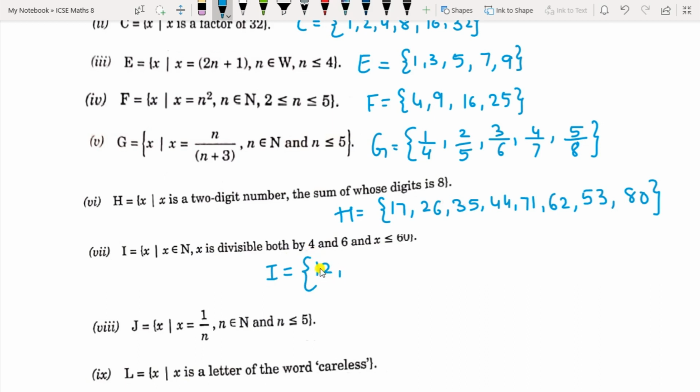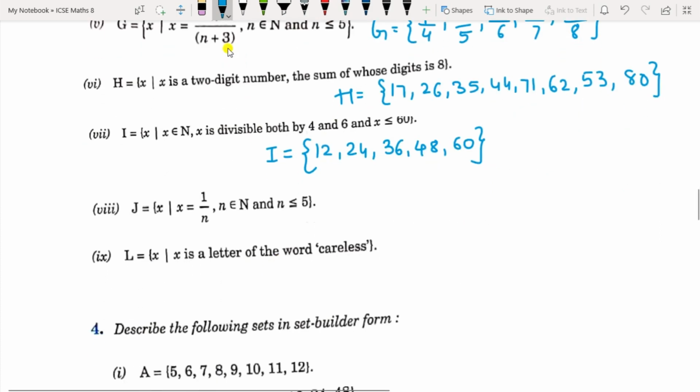12 is divisible by 4 and 6 both. Then comes 24, then 36, then 48, and you have to write up to 60, less than or equal to 60. So 60 will also be included. So 12, 24, 36, 48 and 60 are the numbers which are divisible by 4 and 6 both. That is the set I.